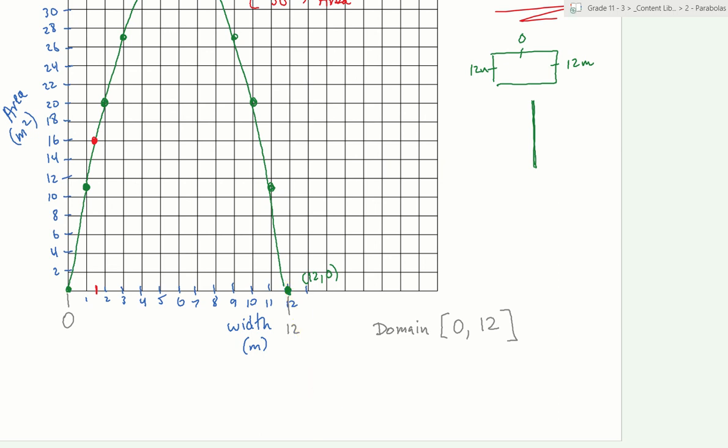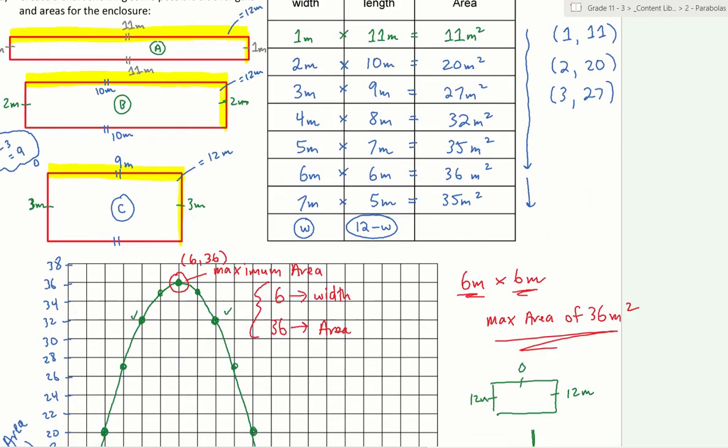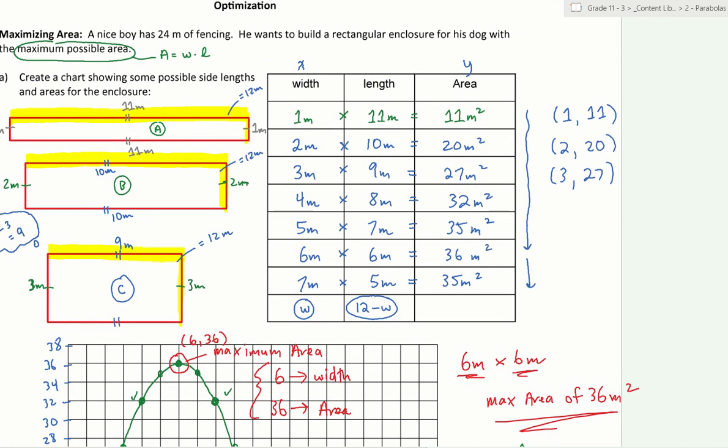All right, so what we've done here is we've associated the idea of a parabola with maximizing or optimizing something. So on the next page, let's look at how we can do that maybe without the graph.